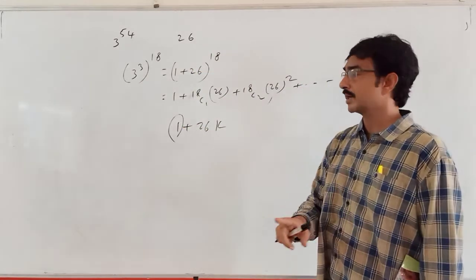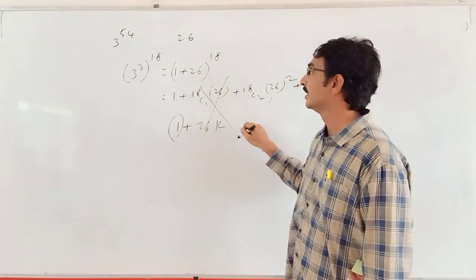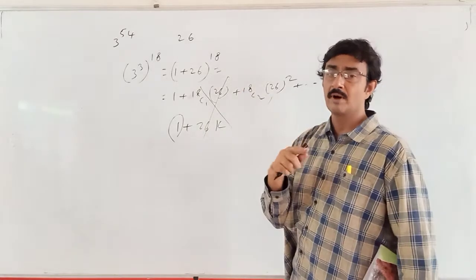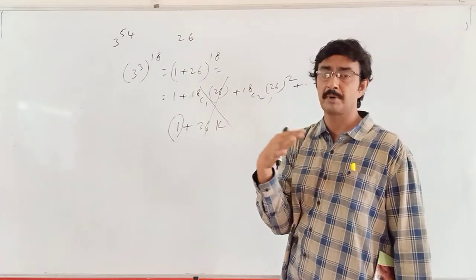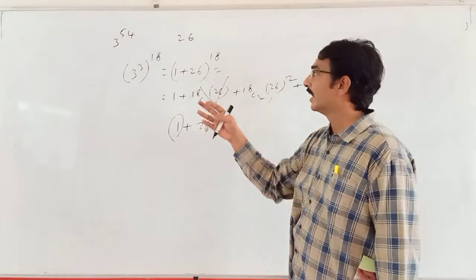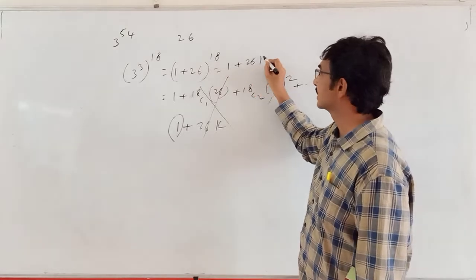So the first problem is clear, we will expand this division. So 1 plus 26 whole power 18. The final answer formula: (1 plus 2) whole power n is 1 plus 2k. (1 plus 3) whole power n is 1 plus 3k. Similarly, (1 plus 26) whole power 18 is 1 plus 26k.